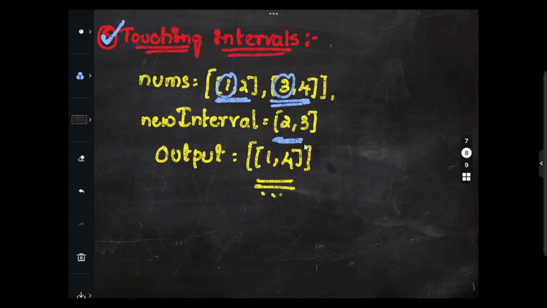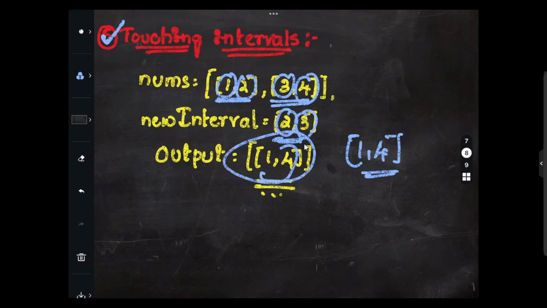So in this case, the smallest among 1, 2 and 3, 1, 3 and 2 basically is 1. So 1 we will give the left coordinate. The right one, we have to go with the larger one, right? So 2, 4 and 3. We will go with the largest number, 4 in this case. So 1, 4 will be the output here.